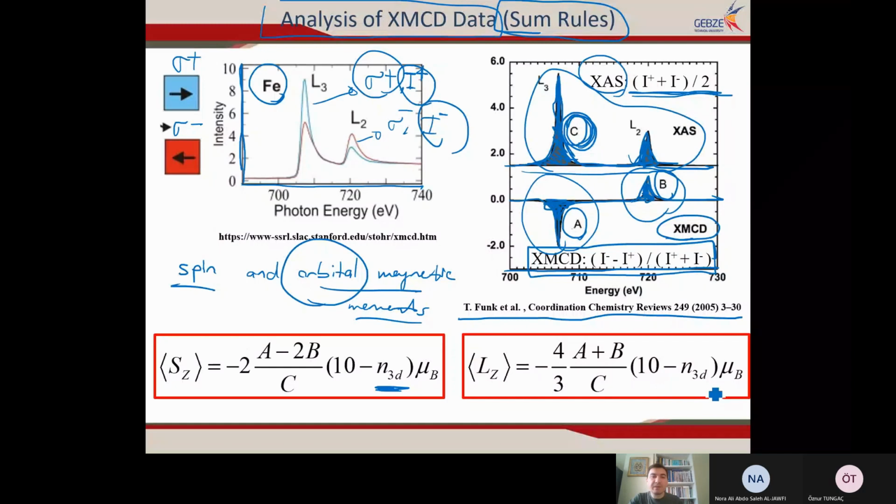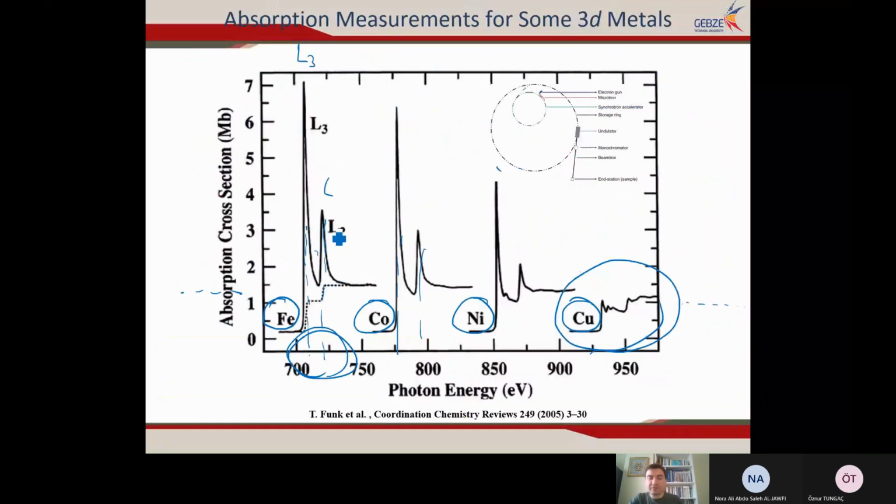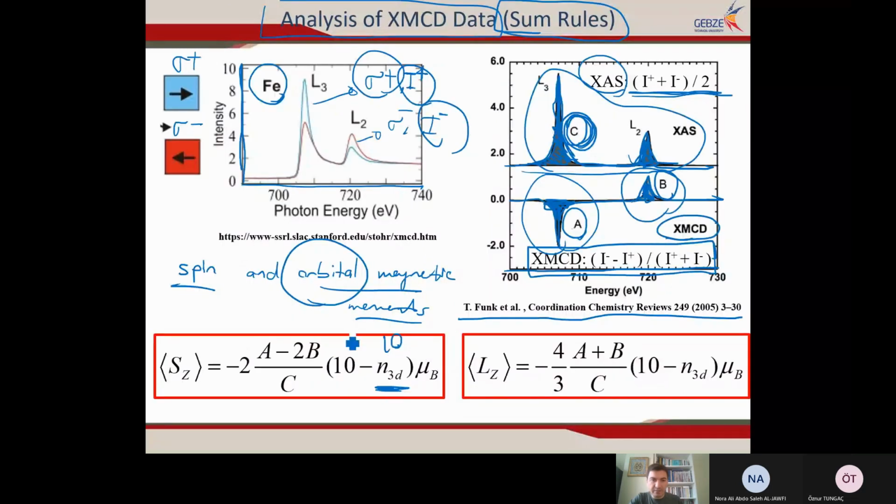So what about the N3D? For example, for iron we have 6 electrons in the 3D level. For cobalt, we have 7 electrons in the 3D level. For nickel, we have 8 electrons in the 3D level. For copper, we have 10 electrons in the 3D level. So just consider copper. It has 10 electrons in the 3D level. Just put 10 here, then it will be 0. For this reason, you cannot see any feature in the copper. I have also discussed this in my previous transparencies.